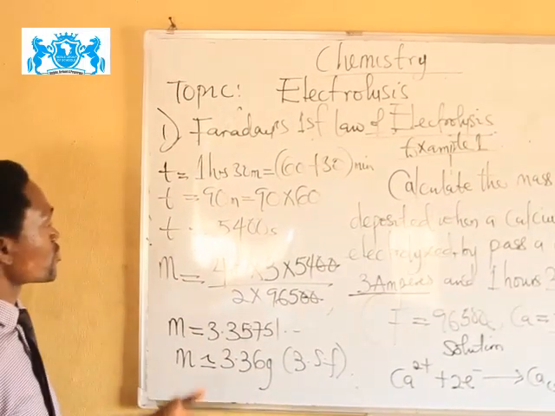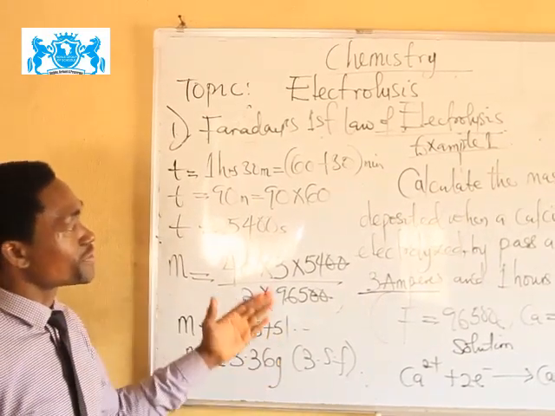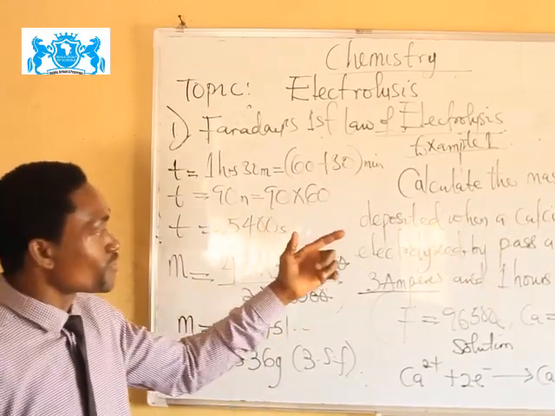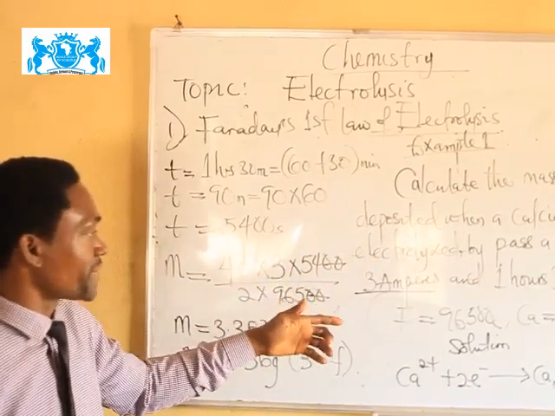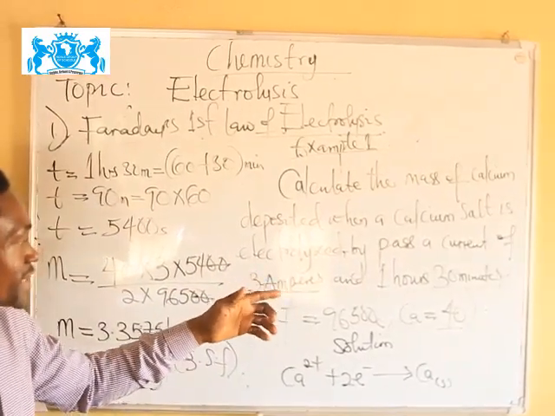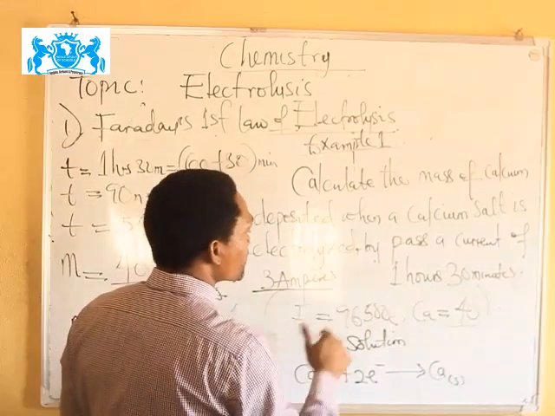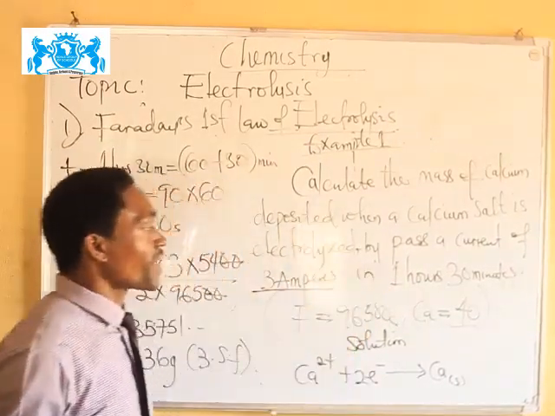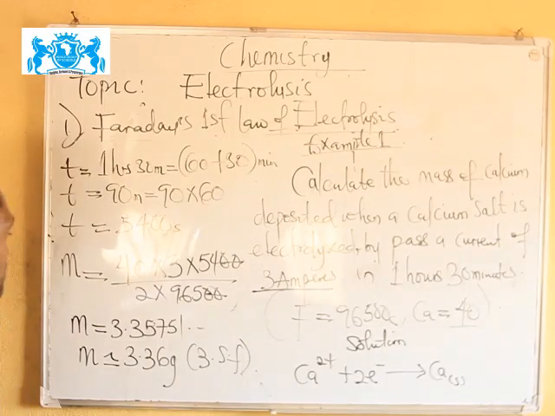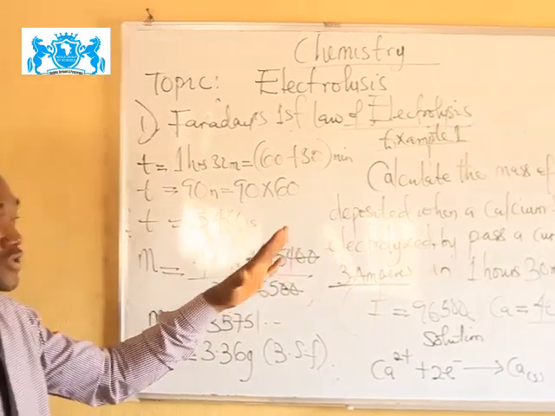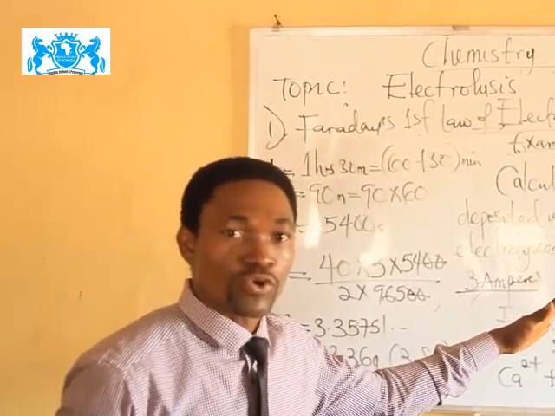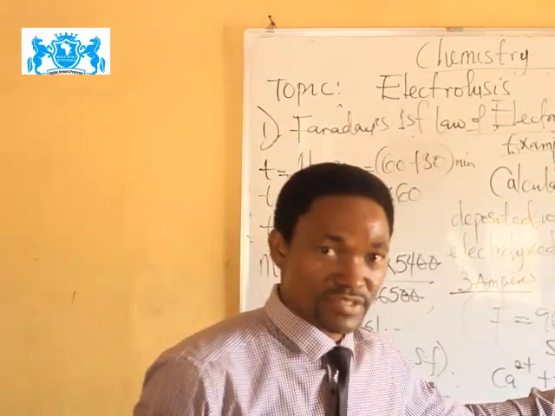Okay, this is how to calculate the mass of calcium deposited when a calcium salt is electrolyzed by passing a current of 3 amperes in 1 hour 30 minutes. This is how to run down the calculation. Following Faraday's first law, we are talking about just one salt, so we follow Faraday's first law of electrolysis.